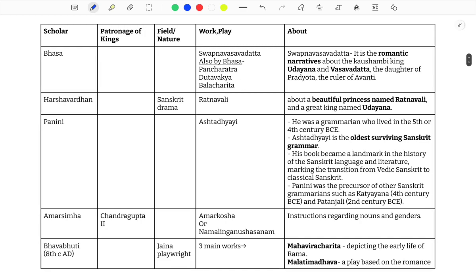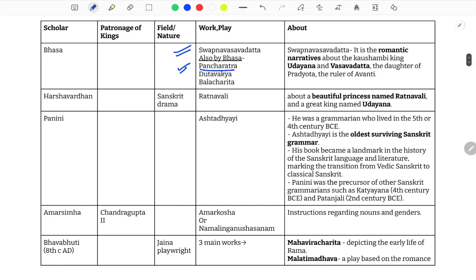Then you have Bhash. The works of Bhash were Swapnavasav Datta and Pancharatra. Remember, not Panchtantra, that is by Pandit Vishnu Sharma. This is Pancharatra. Duttavakya and Balacharita. All these four works are by Bhash.